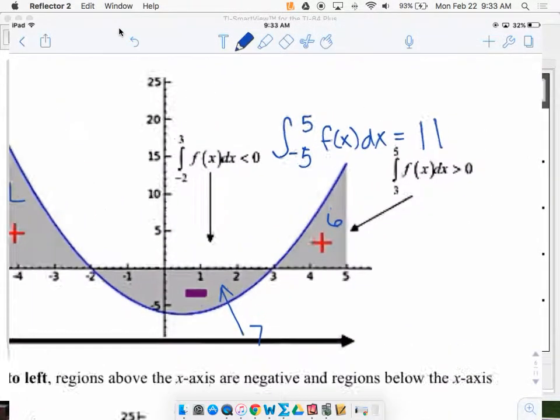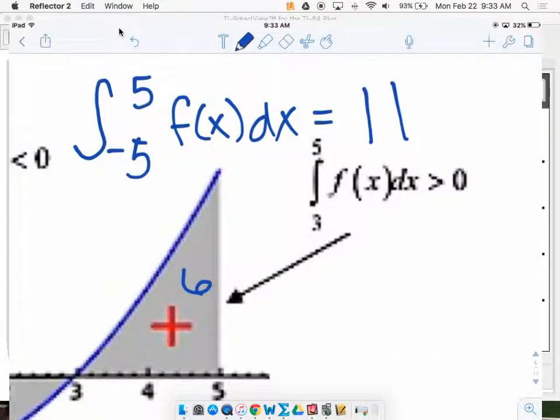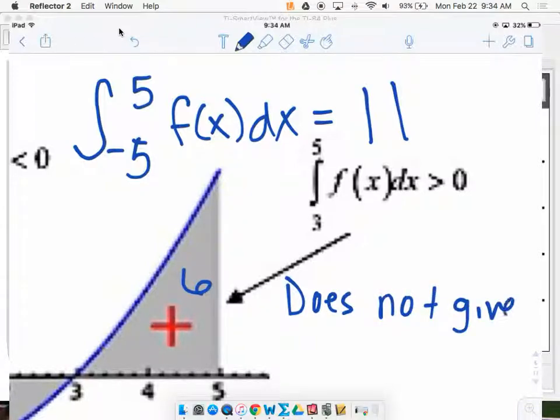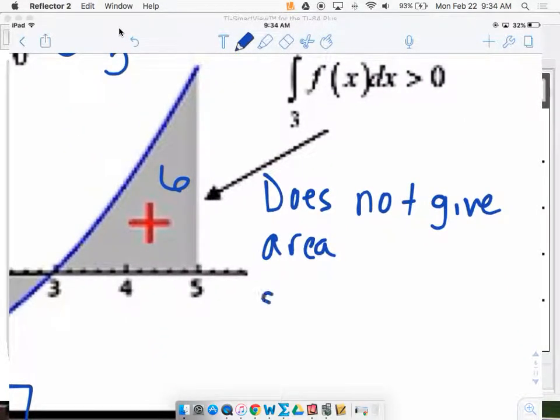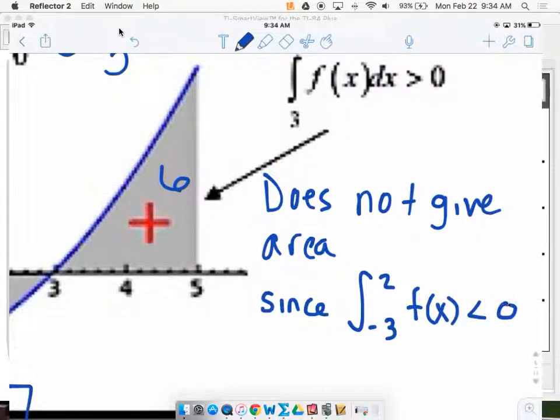Right? So -5 to 5 is 11. We'll say that does not give us area, since -3 to 2 is negative.